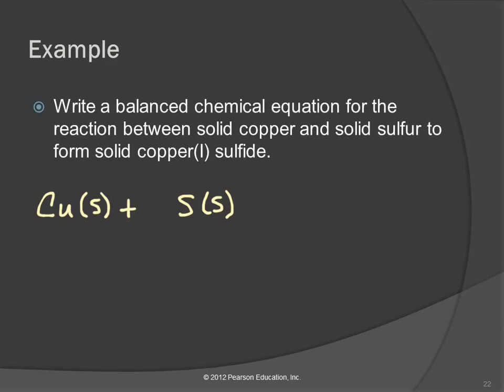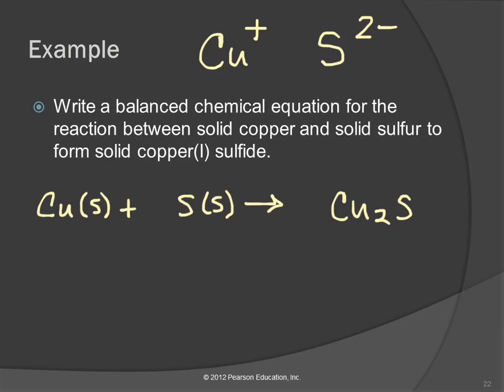So solid copper and solid sulfur to form. That's the arrow. They're forming solid copper 1 sulfide. We need the formula for that. Copper 1 is Cu+. Sulfide is S, and what's the charge on it? -2 on the periodic table. 0, -1, -2. So to put those two together, we're going to end up with Cu2S. And it says that's a solid.